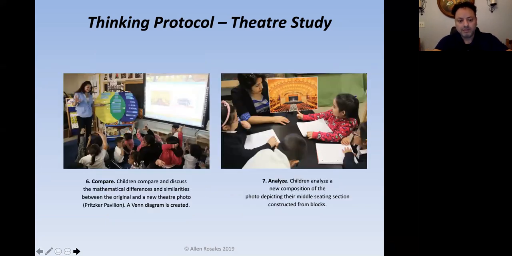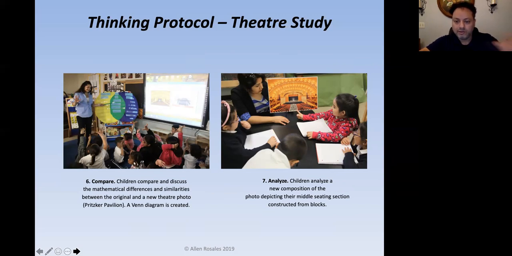The following day, they're comparing two different theaters, the Congress Theater and the Pritzker Pavilion, right? And that's another beautiful theater. And now the children are comparing the mathematical differences between the two of them. And she's writing it down on the board. They go back to their drawing, to their journals.